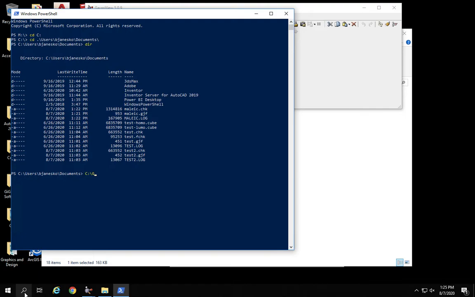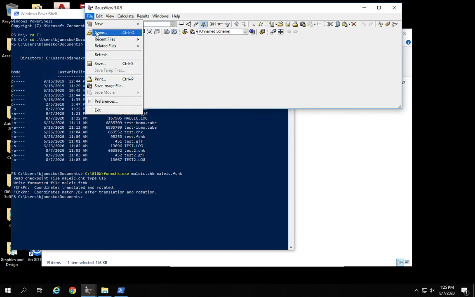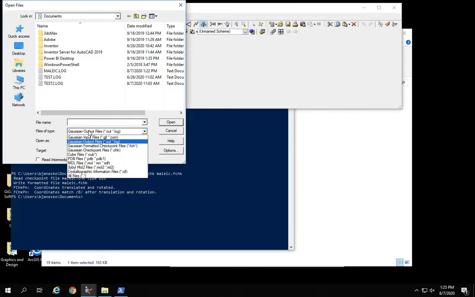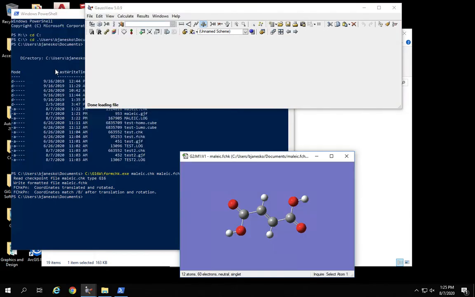C:\G09\G16W\formcheck.exe maleic.chk maleic.fchk. Now we have a formatted checkpoint file. It contains all the information that we need about this, and we can go to Gaussian formatted checkpoint files in GaussView, open it, and now, finally, we have our optimized geometry.